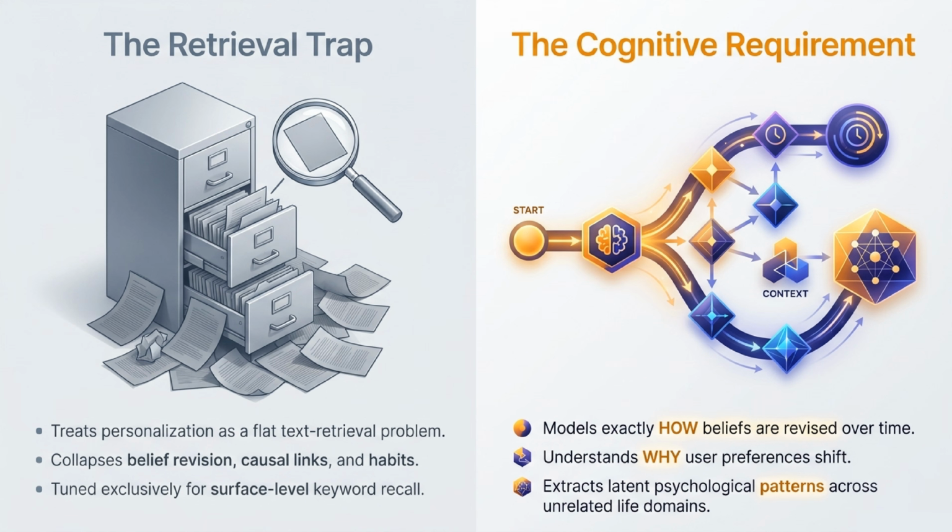But true personalization demands what we call the cognitive requirement. An intelligent agent needs to model exactly how a user's beliefs are revised over time, deeply understand why their preferences shift, and extract latent psychological patterns across completely unrelated domains of their life.